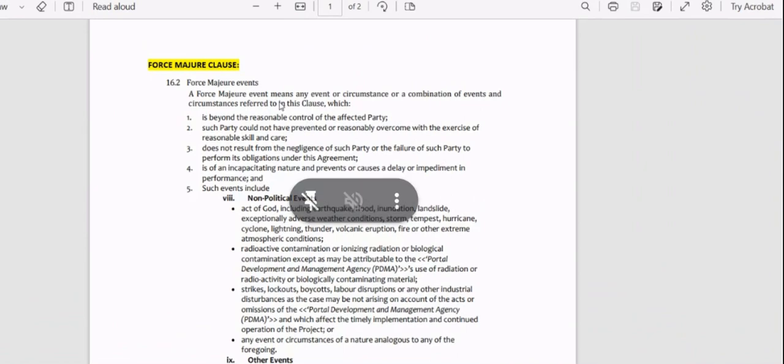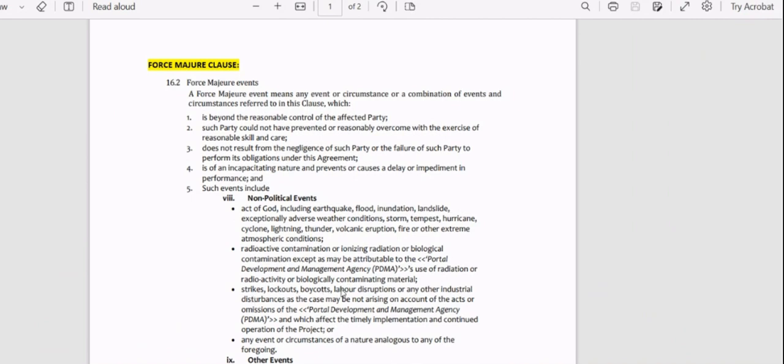A force majeure event means any event or circumstance or a combination of events and circumstances referred to in this clause which is beyond the reasonable control of the affected party. Such party could not have prevented or reasonably overcome with the exercise of reasonable skill and care, does not result from negligence of such party or the failure of such party to perform its obligation under this agreement, is of an incapacitating nature and prevents or causes a delay or impediment in performance. And such events include non-political events: act of God, including earthquake, flood, inundation, landslide, exceptionally adverse weather conditions, storms, radioactive contamination or ionizing radiation or biological contamination.